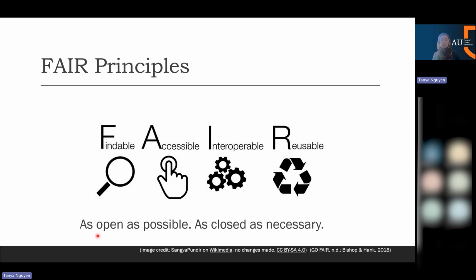FAIR is considered a continuum, so data can be more or less FAIR. Not all data can be 100% open and accessible and freely available. That's not necessarily appropriate in all contexts. There may be a statement about the data used in a particular project, who to contact to gain access to the data, and under what conditions the data can or cannot be made available.